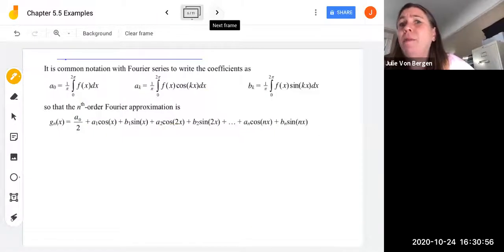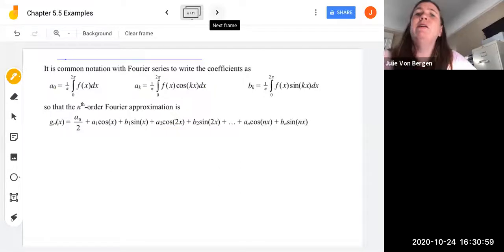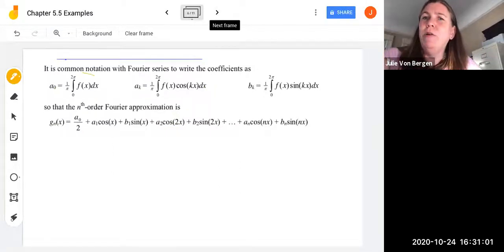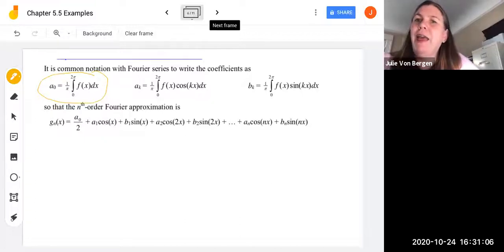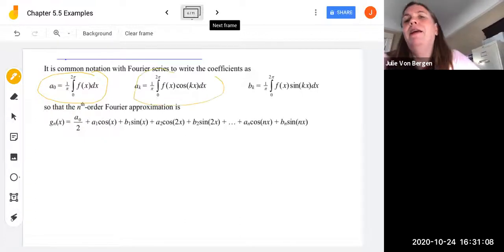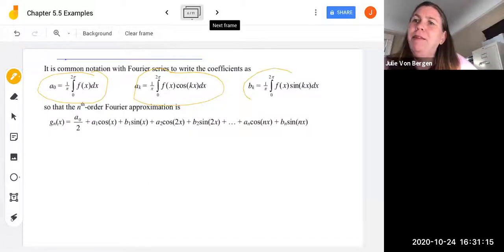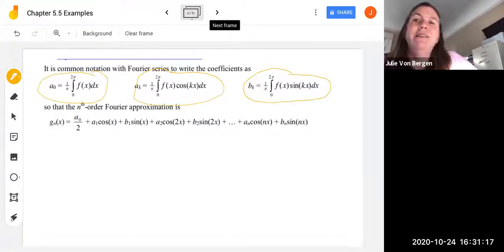All right, it's common notation with the Fourier series to write the coefficients as a naught equals 1 over pi, the integral from 0 to 2 pi of f of x dx, and then a sub k is 1 over pi, the integral from 0 to 2 pi of f of x cosine kx dx, and then b sub k is 1 over pi, the integral from 0 to 2 pi of f of x sine of kx dx. You probably saw these coefficients in calculus class. If not, this is a Fourier series, and you can do more reading on Wikipedia.